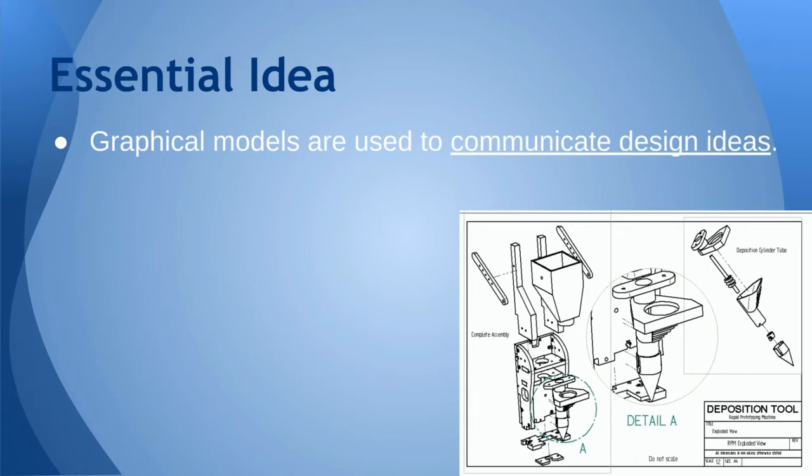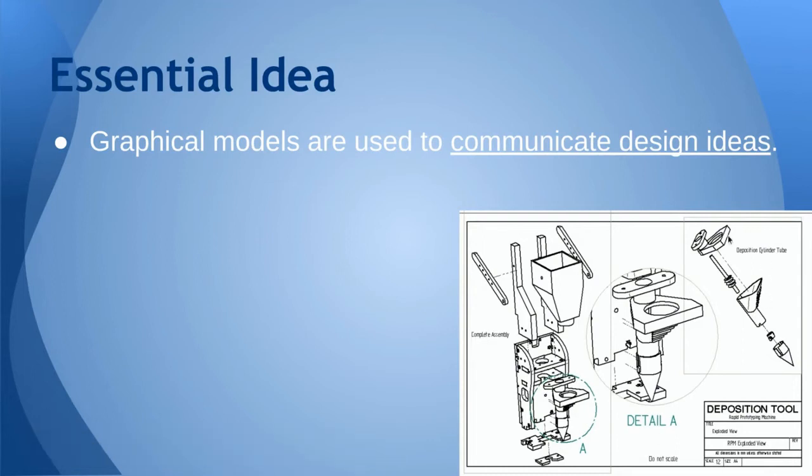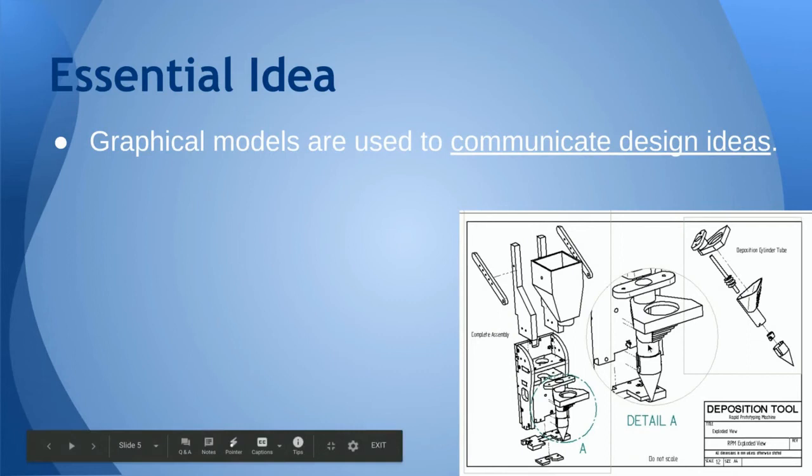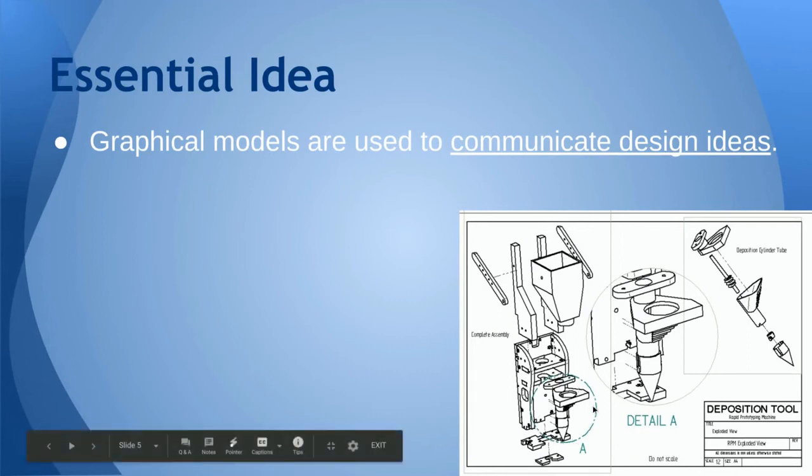The essential idea: graphical models are used to communicate design ideas. So we have several different types of views over here. This first one on the left would be an exploded view. It's the assembly, but everything's pulled apart a little bit so you can see how it fits together. So is the one on the right. This one in the middle is what's called a detailed view, which means they focused in on the section labeled A, and they've made it bigger so it's easier to see the small stuff in detail.